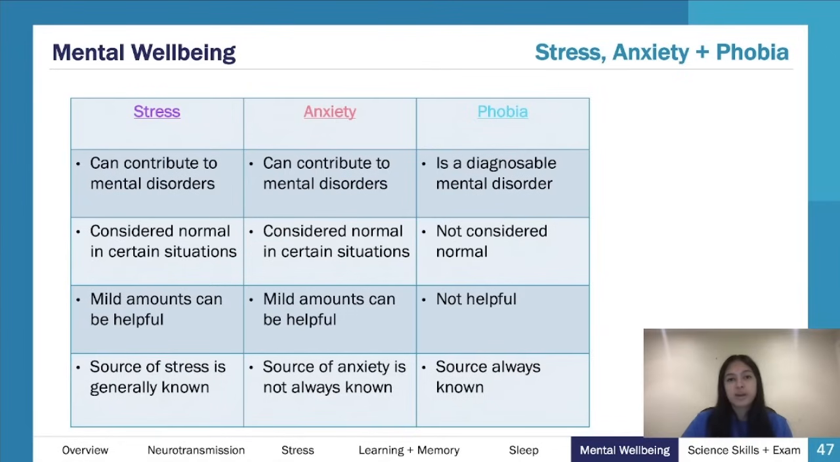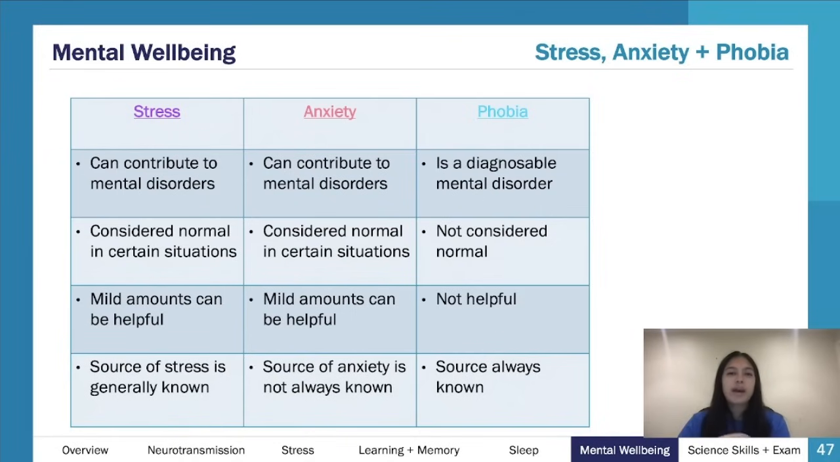Phobia, again, as we talked about, it's diagnosable. So you diagnose someone to have a specific phobia. It's not just, oh, I'm a little bit terrified of this. It has marked effects on someone's life and their day-to-day functioning. That's when we think about it being obviously a little bit more extreme than your typical stress and your typical anxiety. Obviously understanding that you can be diagnosed with an anxiety disorder as well.